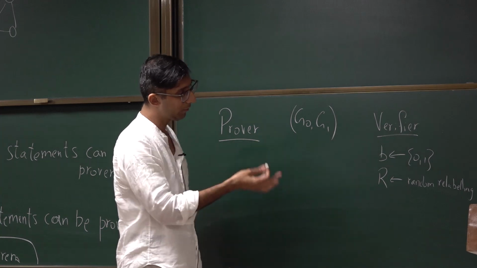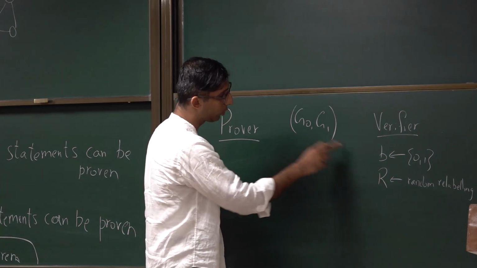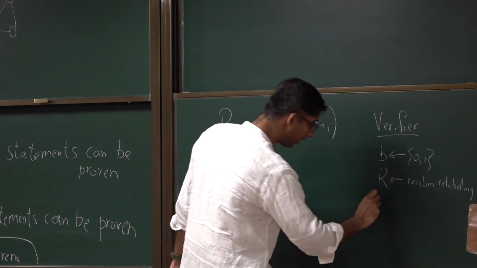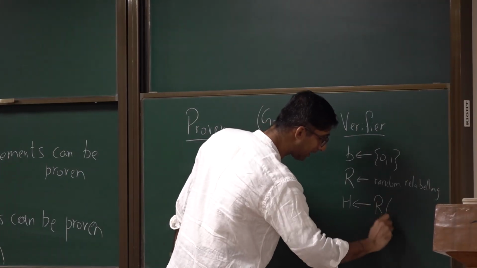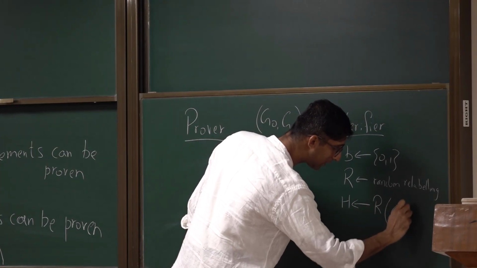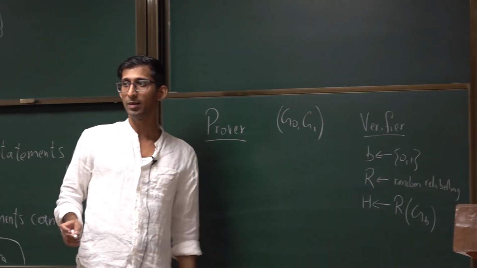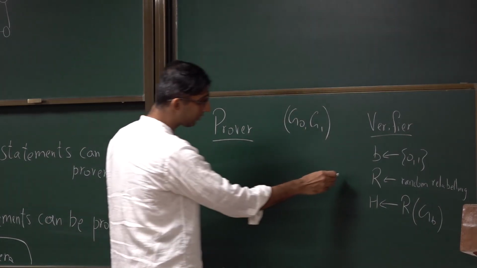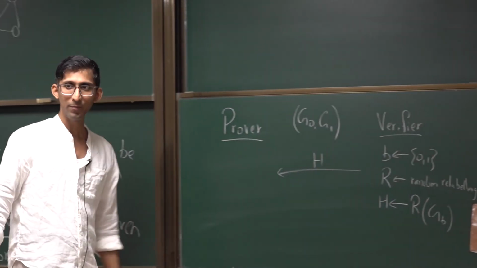And then what the verifier is going to do is it is going to apply this relabeling to the graph indicated by this B, right? So it is going to say I'm going to compute a graph H that is a relabeling of the graph GB using the relabeling R that I picked over here. I'm going to take this and then send that. The verifier is going to send this H to the prover.